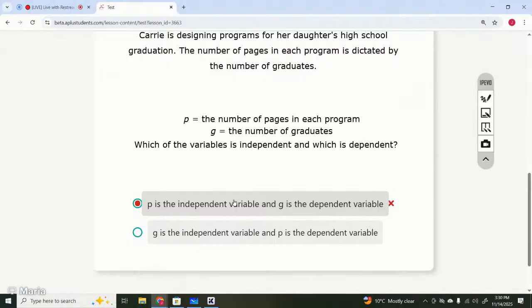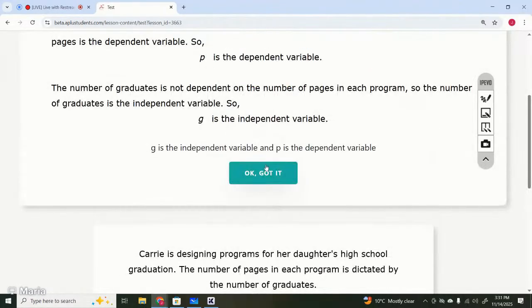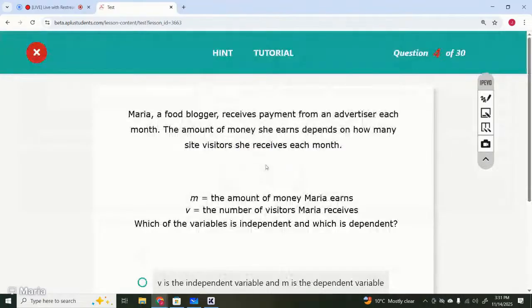But why? Oh, the more graduates means the more number of pages. So G is the independent variable and P is the dependent variable. Option number 2 is the correct option.